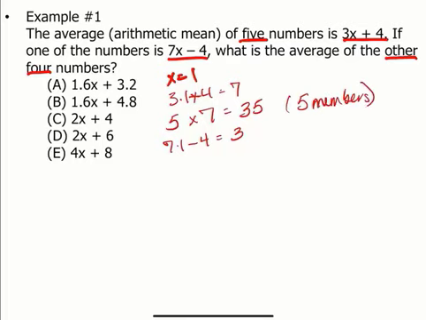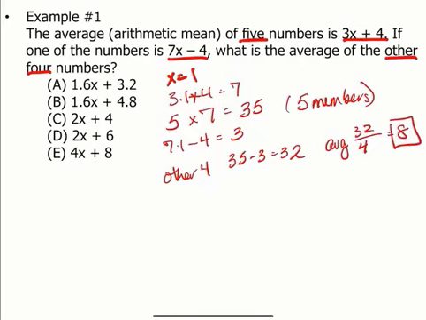So if the 5 numbers together add up to 35, here's our key piece of logic. One of those numbers is 3, so that means the other 4 numbers add up to 35 minus 3, which is 32. And so the average of 4 numbers with a sum of 32 is 8. The average of the other 4 numbers must be 8, so that's what we're looking for in our answer choices.